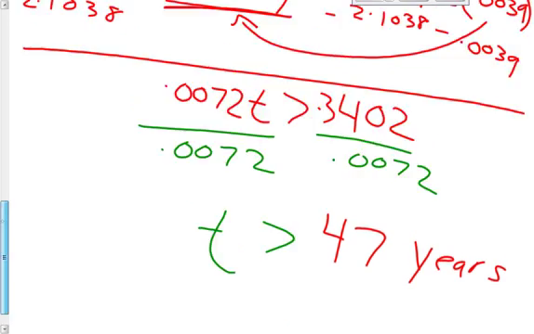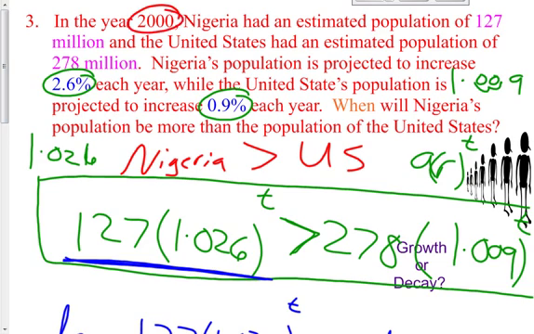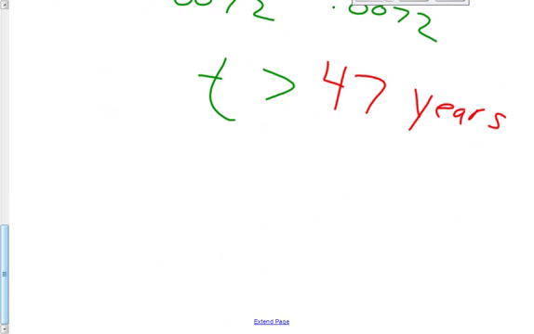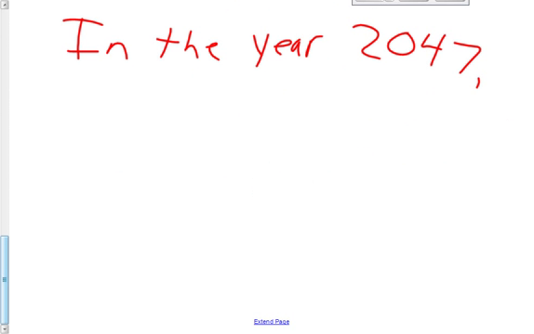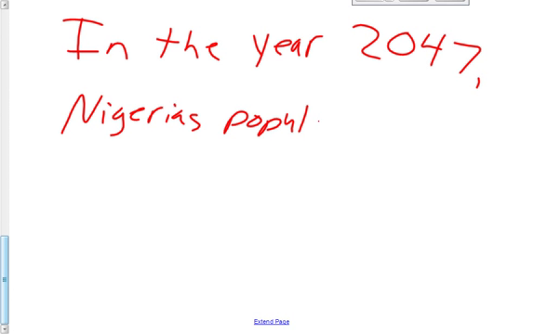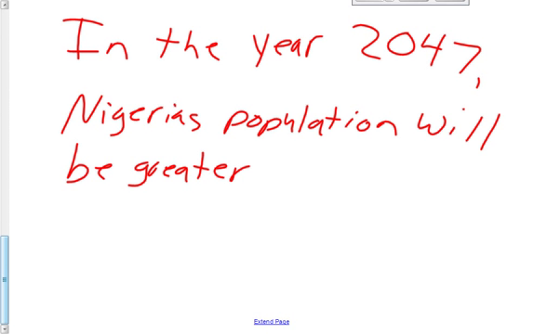So to answer this question, this was taken in 2000. So in the year 2047, if the population increase stays the same, Nigeria's population will be greater than the United States population. And once again, class, this is a big deal that affects not only that country, but it affects the world.